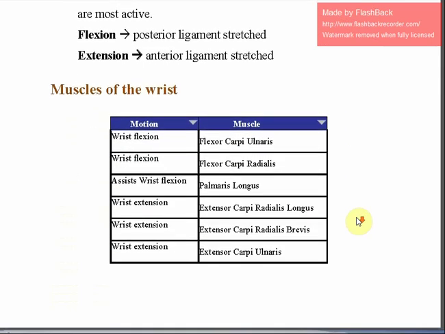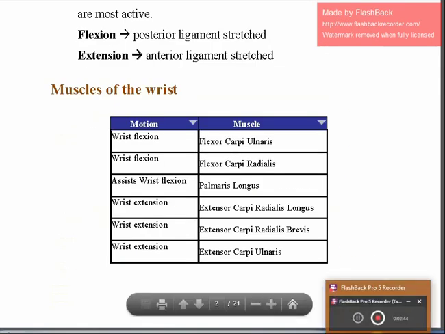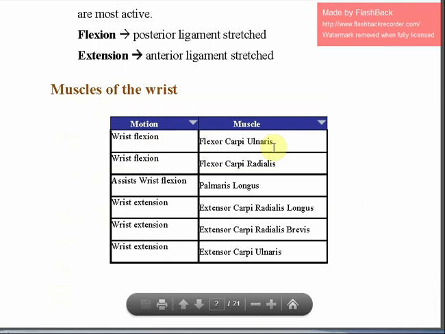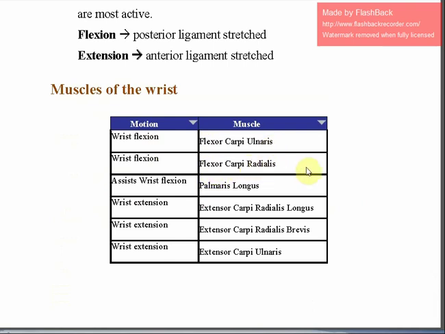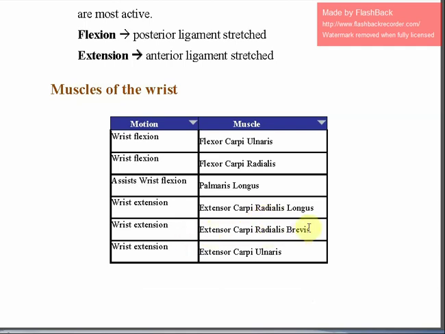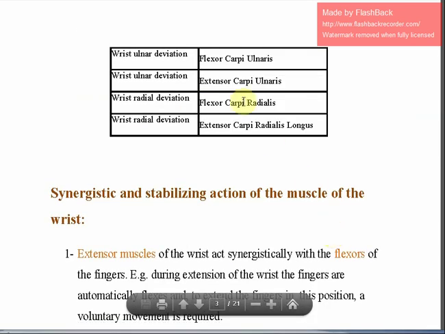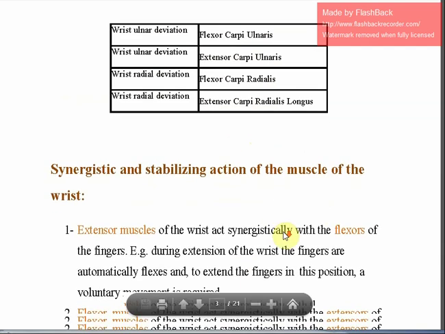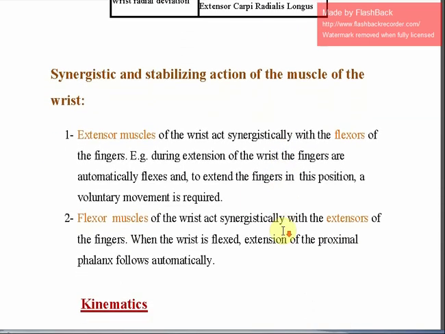Now let us quickly look at the muscles of the wrist. In flexion, the flexor carpi ulnaris and the flexor carpi radialis work primarily, and the palmaris longus works as an assist in flexion. In wrist extension, we see extensor carpi radialis longus, extensor carpi radialis brevis, and extensor carpi ulnaris. In ulnar deviation, flexor carpi ulnaris and extensor carpi ulnaris. In radial deviation, flexor carpi radialis and extensor carpi radialis longus.